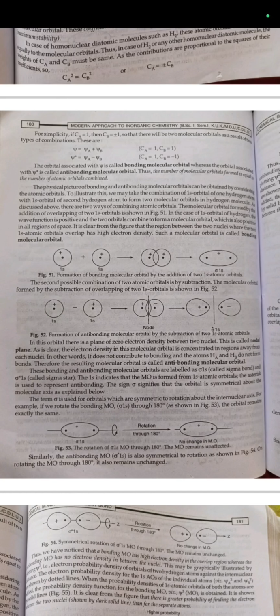molecular orbital. These bonding and antibonding molecular orbitals are labeled as sigma 1s and sigma star 1s. The 1s indicates that the molecular orbital is formed from 1s atomic orbitals. The asterisk is used to represent antibonding. The sign sigma identifies that the orbital is symmetrical about the molecular axis.